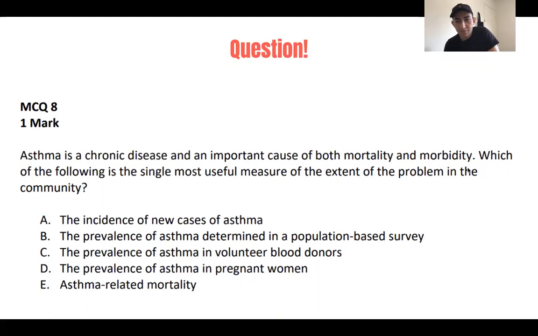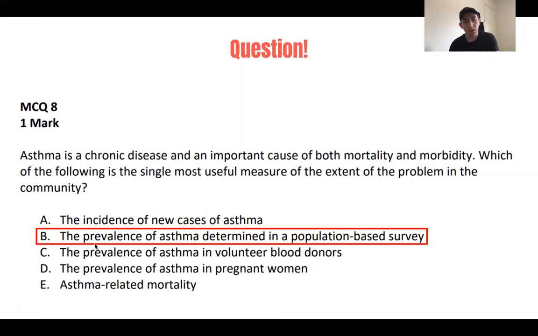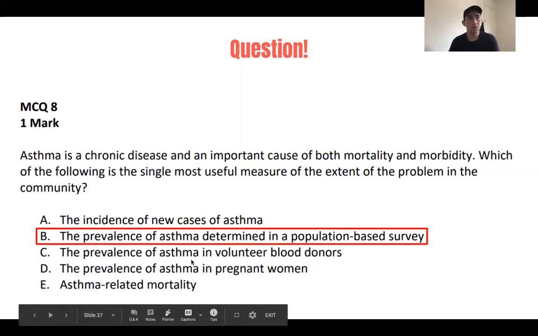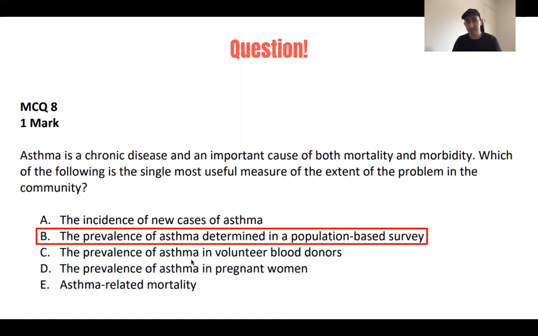Okay, so surprisingly, I've got three different answers for this one. So I've got A, B, and E. I recommend you look at the question once again. So, useful measure of extent of the problem. This is talking about chronically how much does it impact the community. The incidence of new cases, well, you might have a high incidence, but that might not really affect how it affects the community long term. So the answer here would be B, because you want to know what percentage of the population is actually affected by this, which goes in line with extent of the problem.